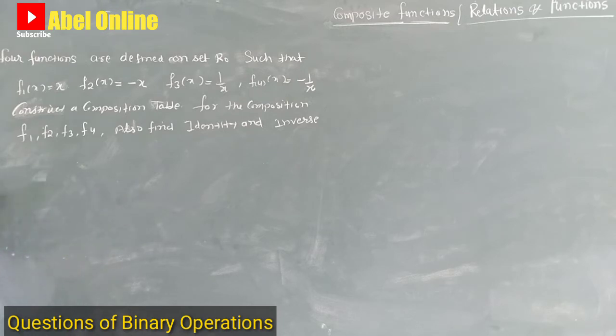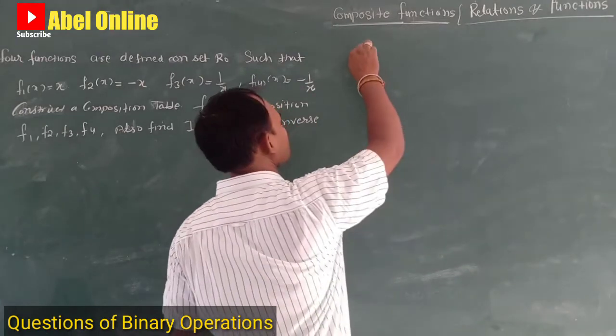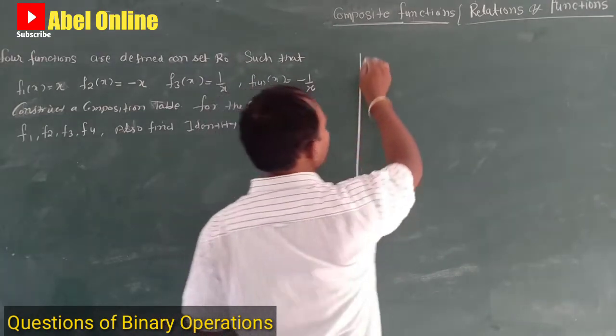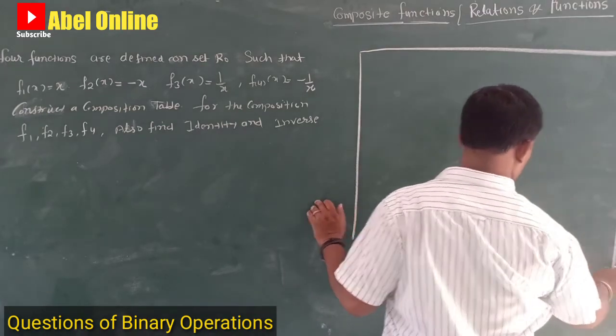Four functions are defined on the set R0 such that f1(x) equals x, f2(x) equals minus x, f3(x) equals 1 upon x, f4(x) equals minus 1 upon x. Construct a composition table, and we have to make the values and solve this question. So firstly, we are going to discuss a table, that is the composition table, and by this composition table we solve all the things.